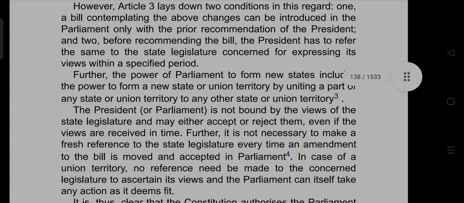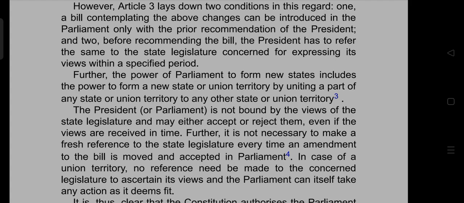However, Article 3 lays down two conditions in this regard. One, a bill contemplating the above changes can be introduced in the Parliament only with the prior recommendation of the President. And two, before recommending the bill, the President has to refer it to the state legislature concerned for expressing its views within the specified period. Further, the power of Parliament to form new states includes the power to form a new state or union territory by uniting a part of any state or union territory to any other state or union territory.